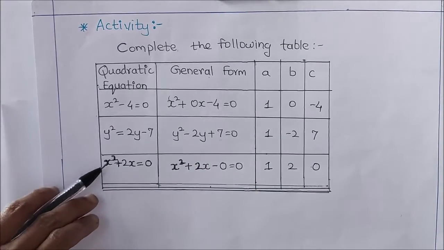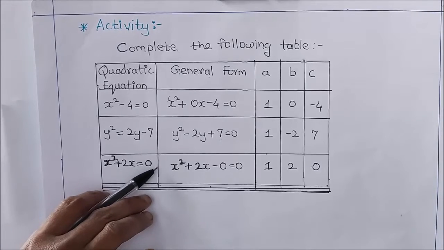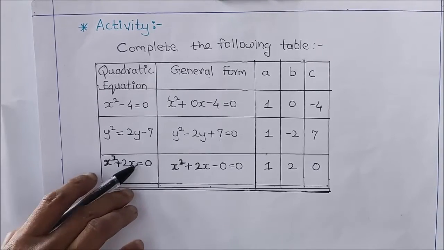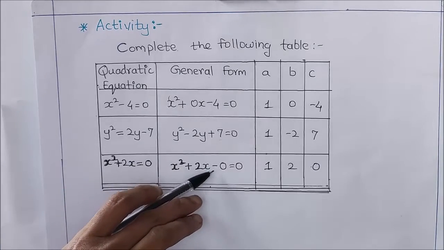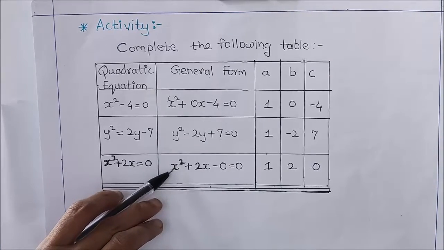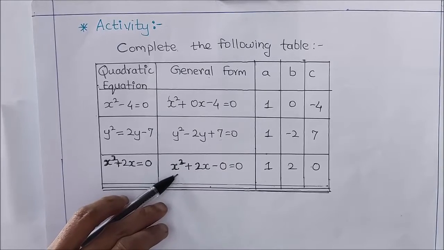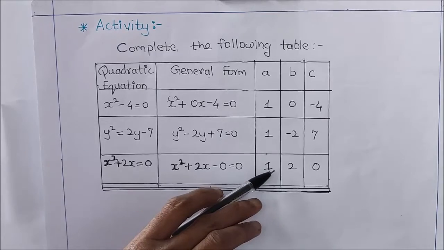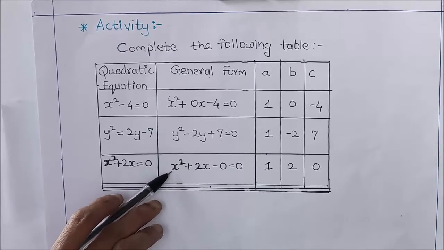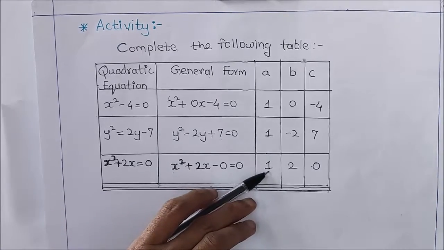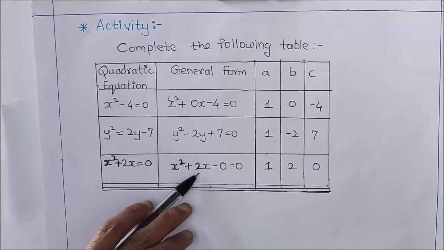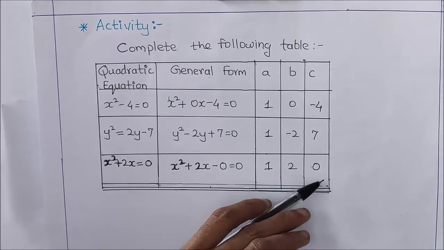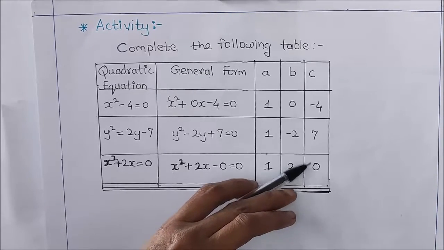In the third example, x square plus 2x equals 0. Here the constant term, the third term, is not written, so we write it as x square plus 2x minus 0 equals 0, where a is 1, whereas b is plus 2 and c is 0. We never write minus 0, so we simply write it as 0.